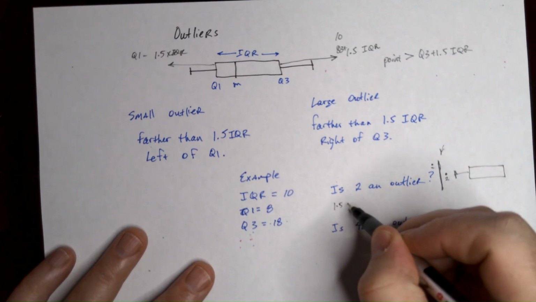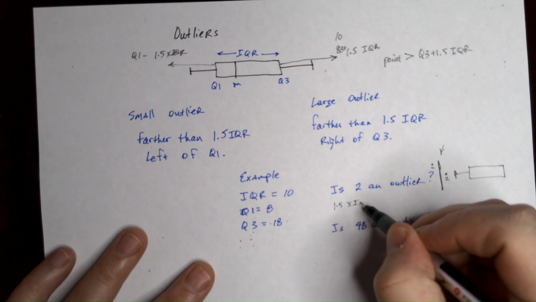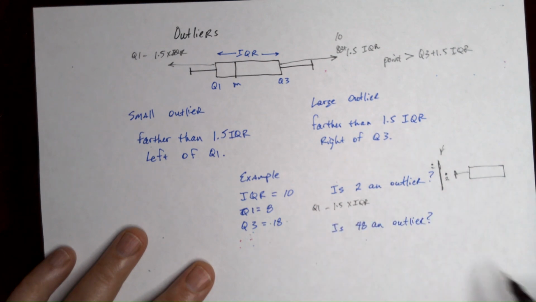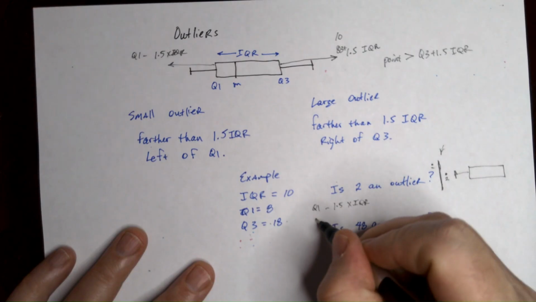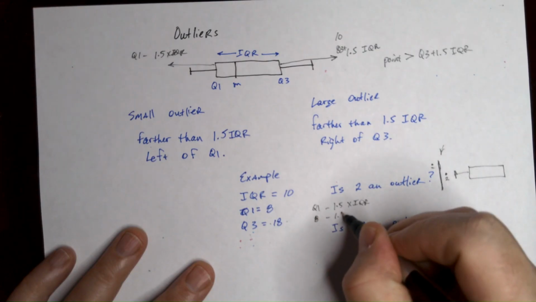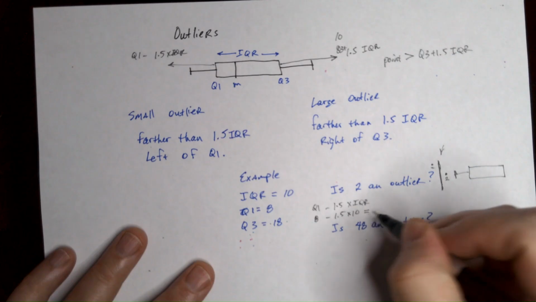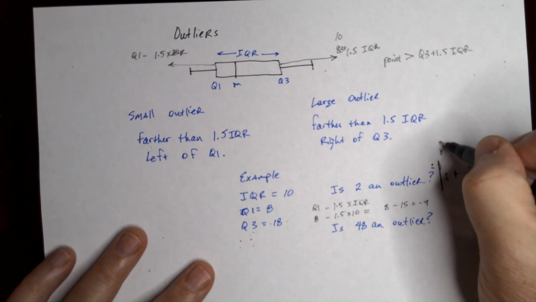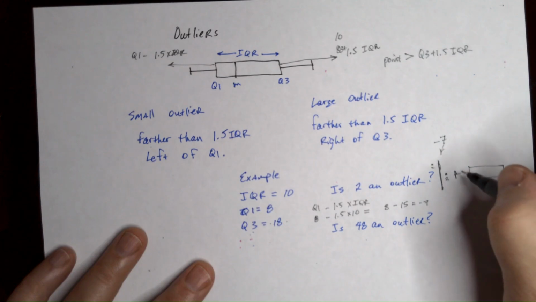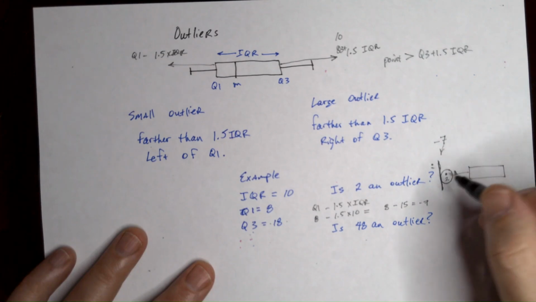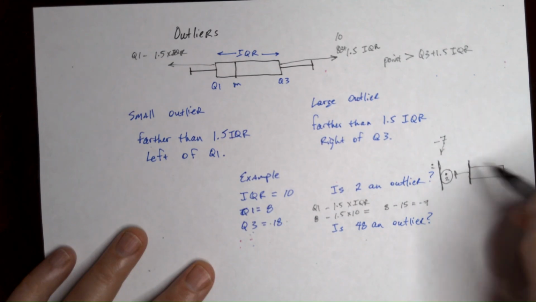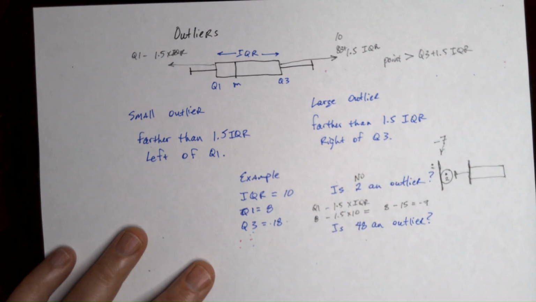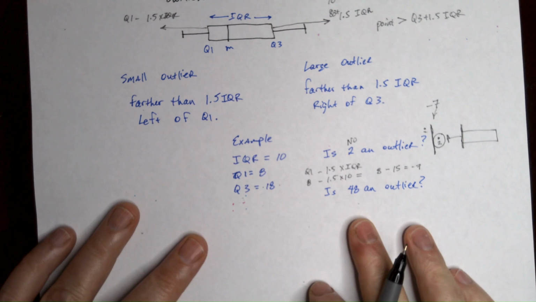So 1.5 times the IQR, and we're going to subtract that from the first quartile. So that's going to give us 8 minus 1.5 times 10. So 8 minus 15 is negative 7. So this boundary will be negative 7. Since 2 is to the right of it, 2 is closer to our first quartile than negative 7 is, so this one is no. Now, is 48 an outlier?